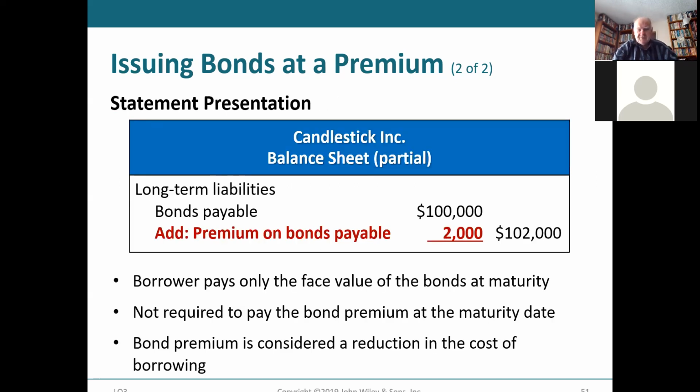And again, here's the presentation. Bonds payable 100 plus 2,000. Remember, the borrower only pays the face value of the bonds at maturity and then pays at the end of the period the face value.